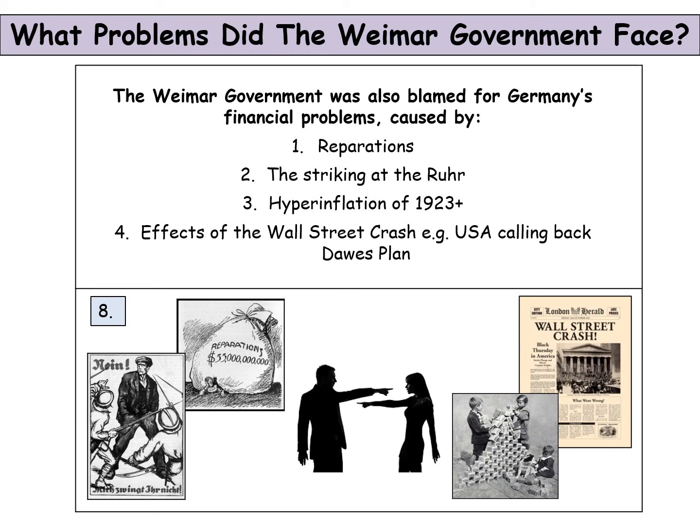The Wall Street crash then happened in the USA, and the US unfortunately had to call back all of the loans and things that they had given, including the ones that they had given to Germany to try and help support the economy, but we will come back to talk about this. It is just important we note that these were financial problems and issues that the government also had.